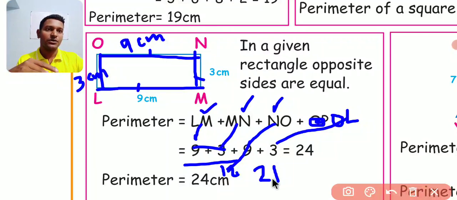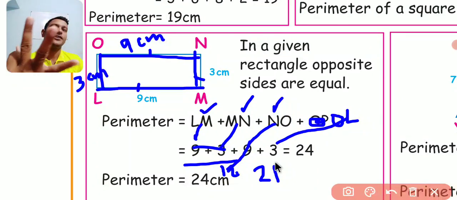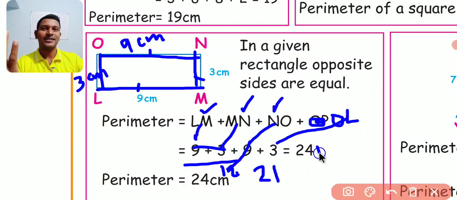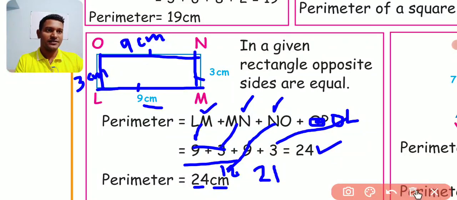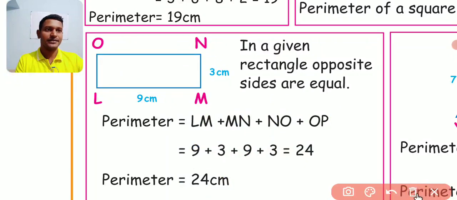Next, 21 plus 3. I just keep 21 in my mind. I am going to count 3. 22, 23, 24. Okay, what is the answer? 24. Therefore perimeter equals 24 centimeter. What is the unit here? Centimeter. We have to write the standard unit, centimeter. That's all, students.